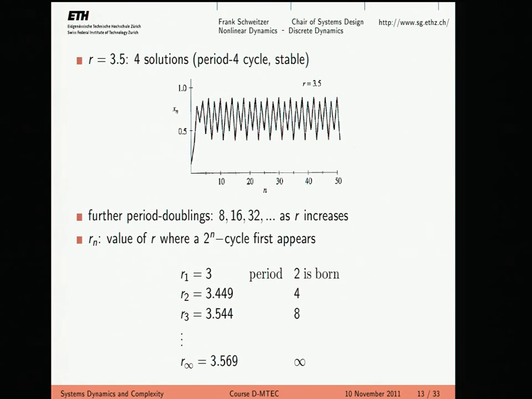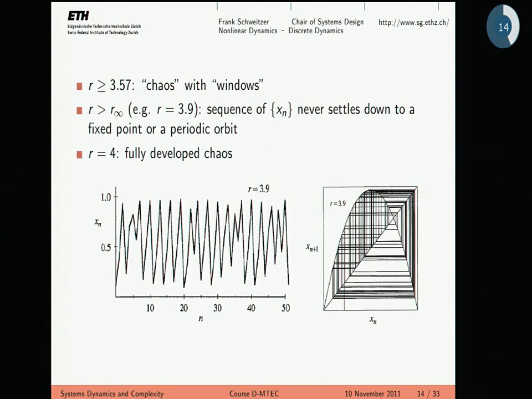Right, so this was it. Yes, so 3.9. When R is bigger than 3.57, we have this kind of infinite period, a cycle of infinite length, but yeah, windows in the chaos.